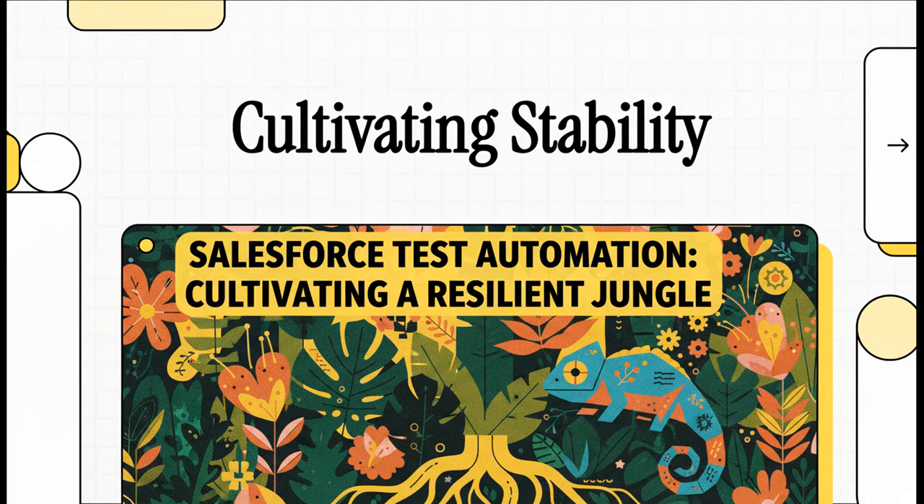So when we talk about Salesforce test automation, everyone seems obsessed with one thing: speed. How fast can we go? But is that really the point? Today we're going to dig into why the real goal of regression testing isn't just about moving fast. It's about building stability. It's about, well, cultivating it.